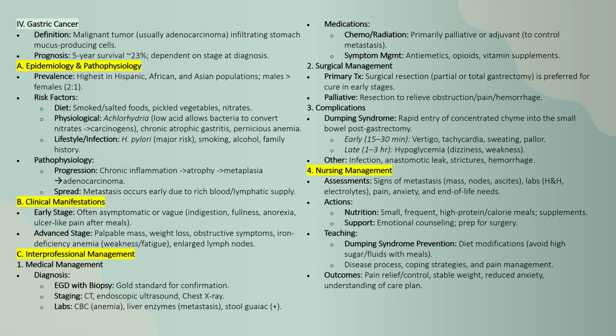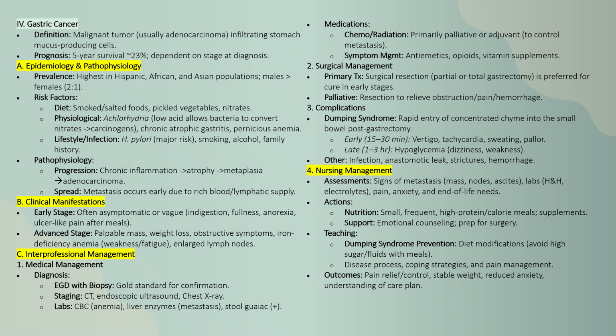Most gastric cancers are adenocarcinoma. Those can be classified as the less aggressive intestinal type or the more aggressive diffuse type. Metastases occur early because of the stomach's rich blood and lymphatic supplies. Early signs in clinical manifestation: often asymptomatic or has non-specific symptoms, making early detection difficult.